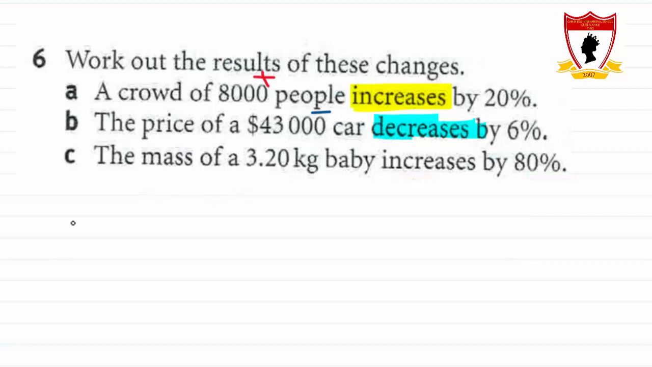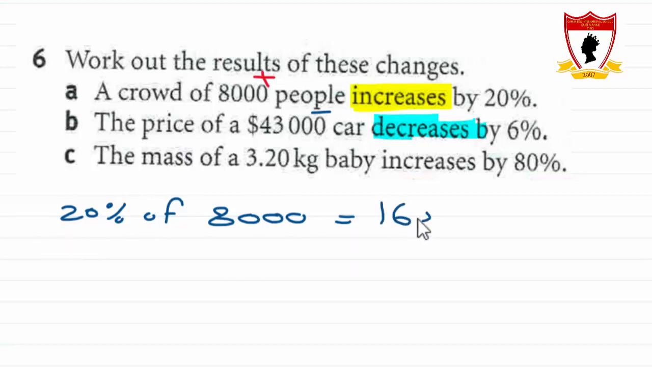Let's do part A. 20% of 8,000 is equal to, how can we calculate this? We're going to multiply the numbers, then divide the result by 100. That gives 1,600. 20% of 8,000 is equal to 1,600.